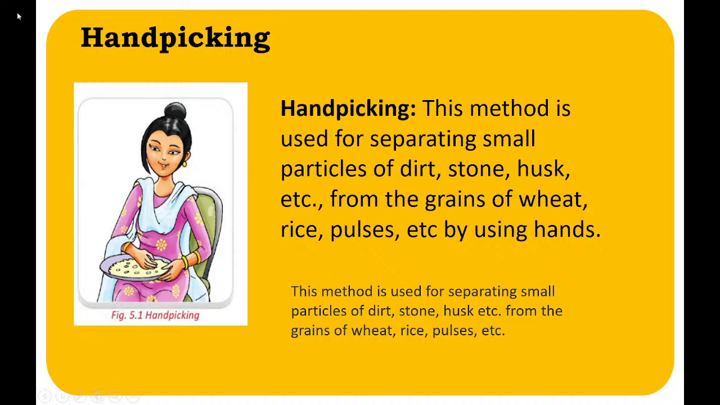Let's learn the first one. The simplest method is called hand picking. What is hand picking? It is made up of two words, hand and pick. So picking things with your hand is called hand picking.